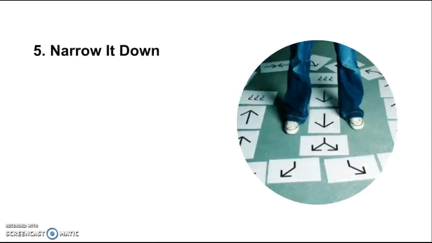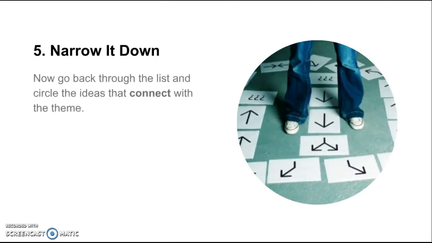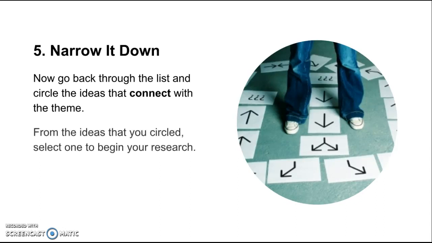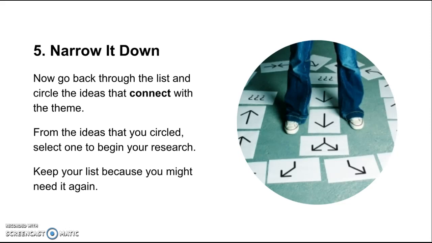And then step 5, the last step, narrow it down. Now go back through the list and circle the ideas that connect to the theme. Remember, triumph and tragedy in history. From the ideas that you circled, select one to begin your research. And I suggest you keep your list because you might need it again.